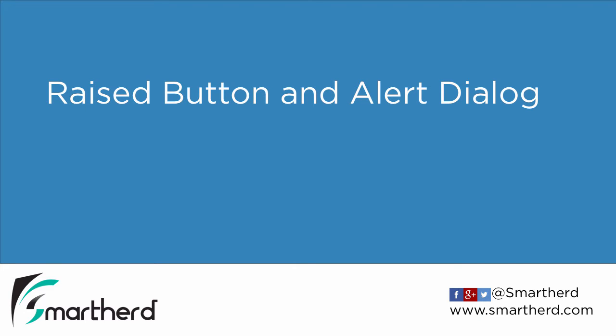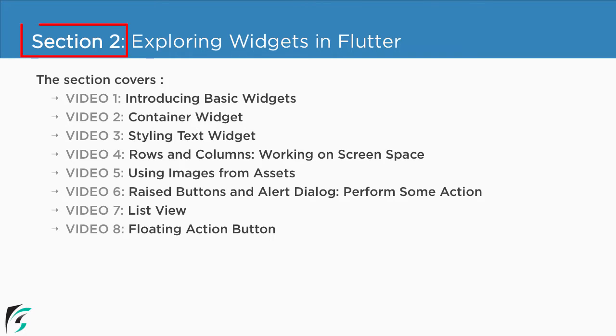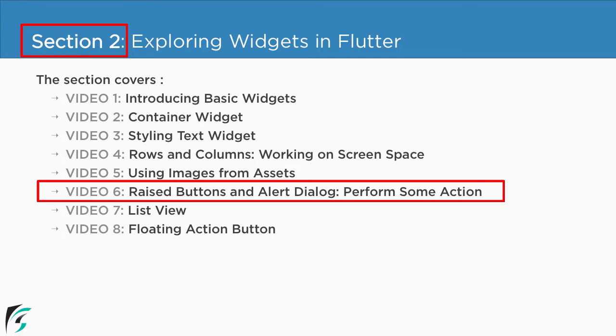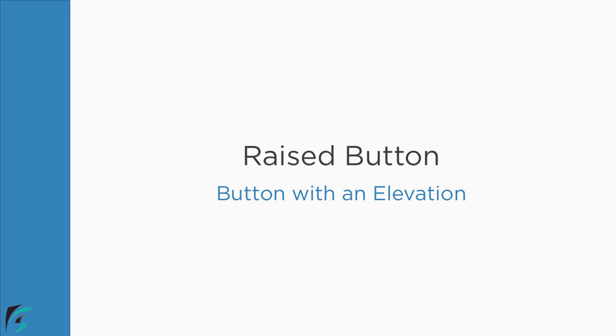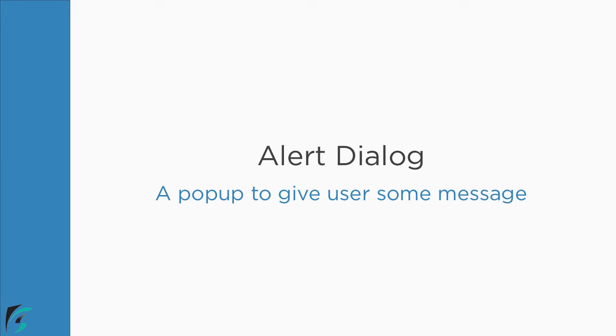Raised button and alert dialog. Currently we are in section 2 and we are about to check out the 6th video of this section. So in this video we will see how to use a raised button and alert dialog. Firstly, the raised button is basically a button with some elevation. And next we have the alert dialog, which is basically a pop-up dialog to give users some message.